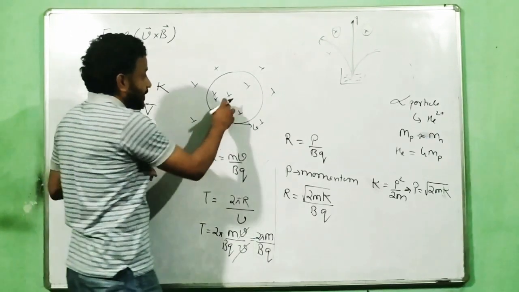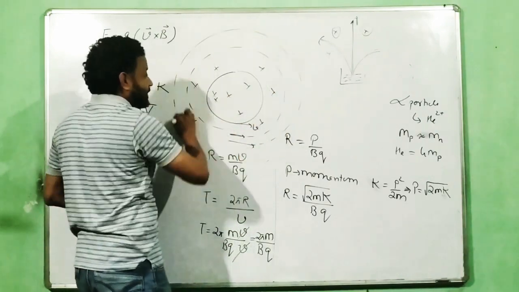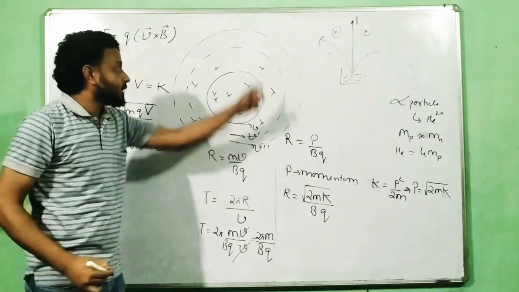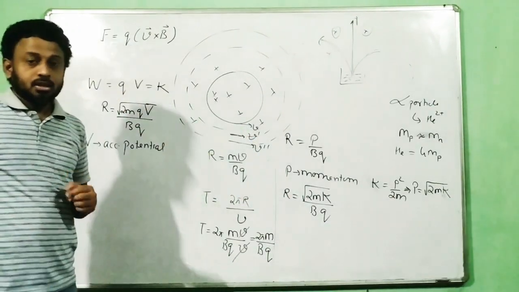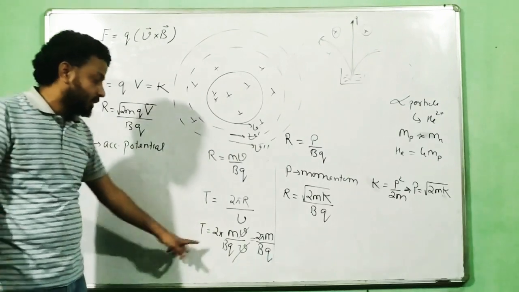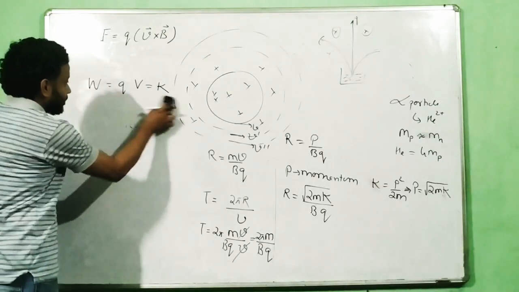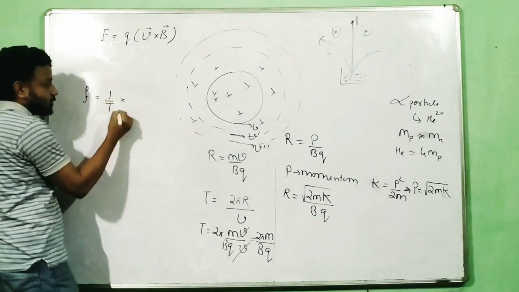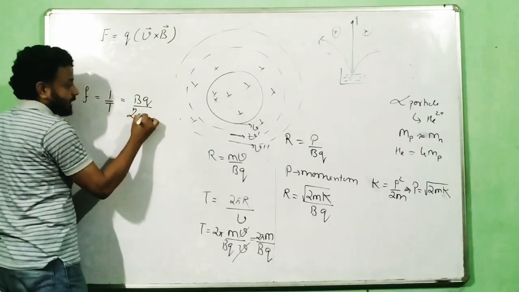So I can have many charges rotating in the same space, and all will take the same time period with different velocities. The one which has more velocity will have to travel more distance, and the one which has less velocity will travel less distance, such that the time period to complete one rotation is the same. So if T is equal to this, how much is frequency? Frequency will be equal to 1 by T. If I reciprocate this, it becomes bq divided by 2 pi m.